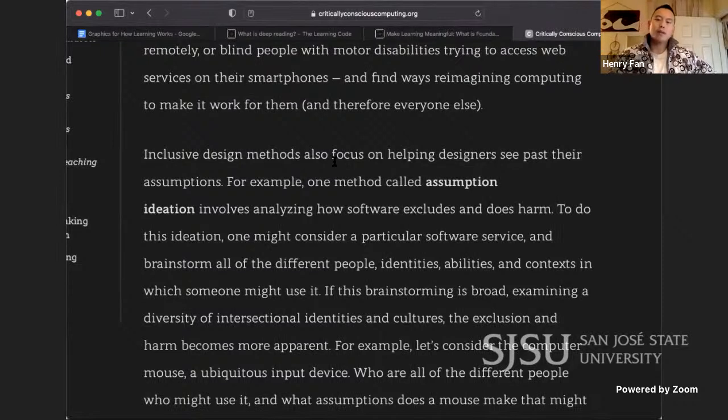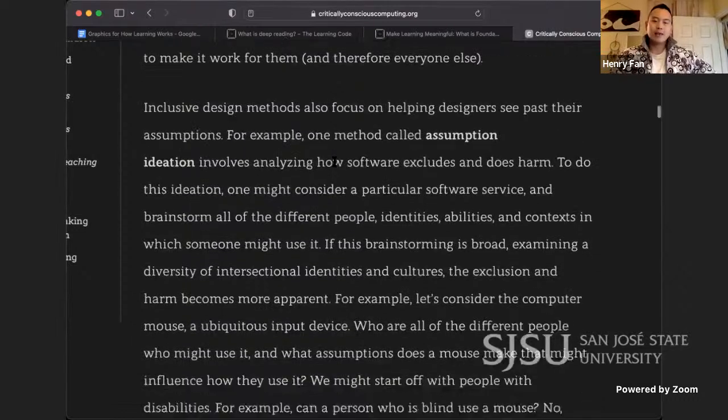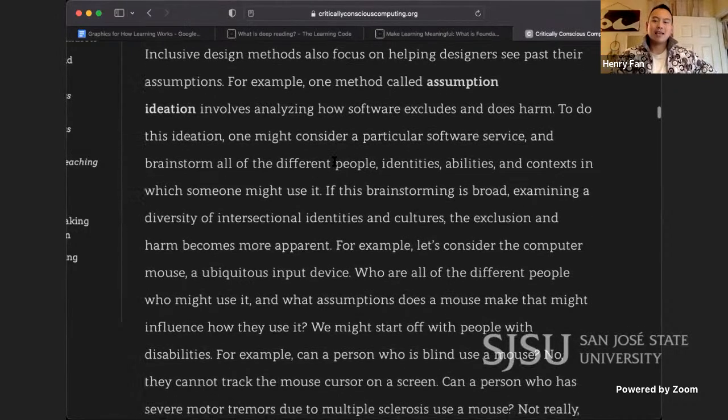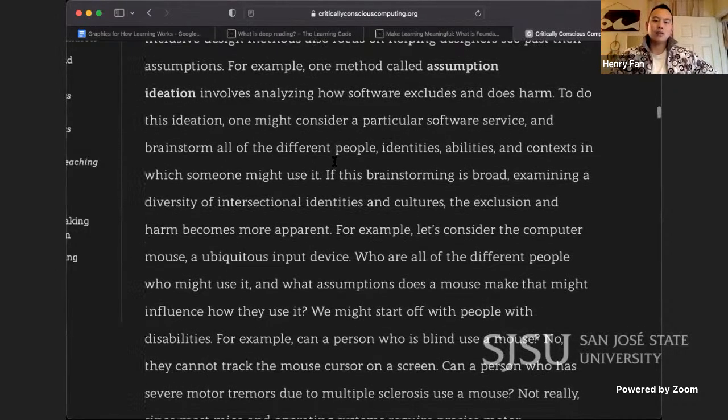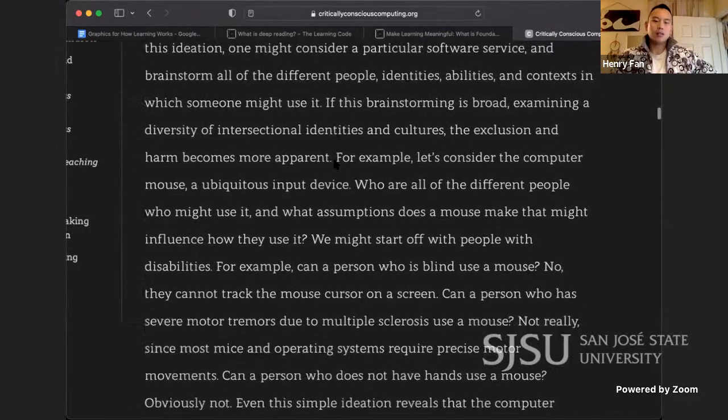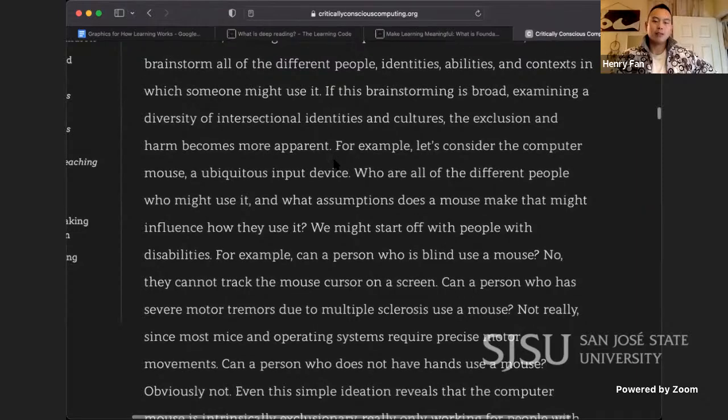For example, one method called assumption ideation involves analyzing how software excludes and does harm. To do this ideation, one might consider a particular software service and brainstorm all of the different people, identities, abilities, and contexts in which someone might use it. If this brainstorming is broad, examining a diversity of intersectional identities and cultures, the exclusion and harm becomes more apparent.